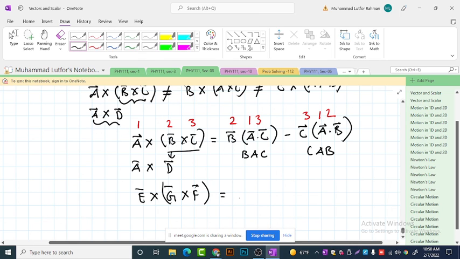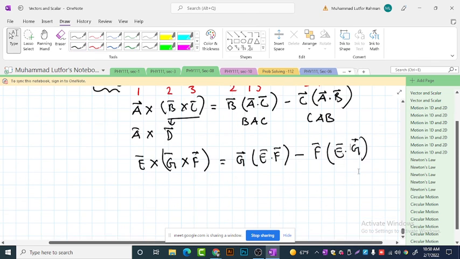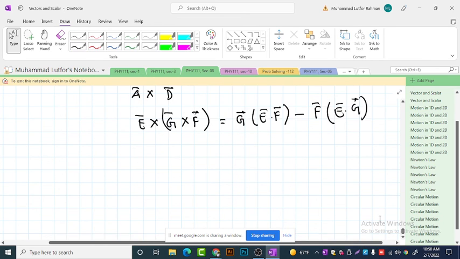Then it is easier. I will write 2 is G over here, G dot E dot F, minus 3 is F, would be 1 2, which is E dot G. We can use it in a short form, very short way, in that way. That should be the BAC-CAB formula, or the vector triple product.